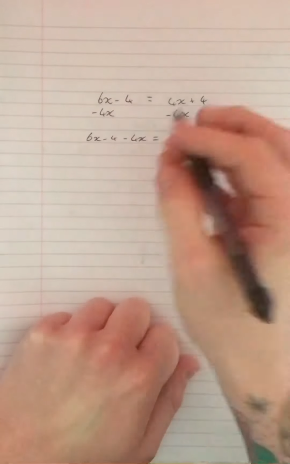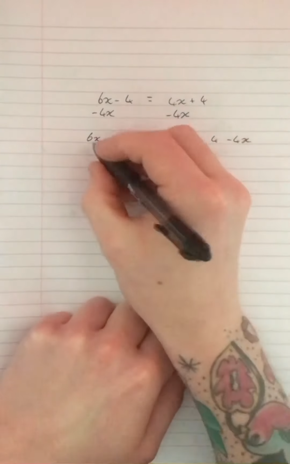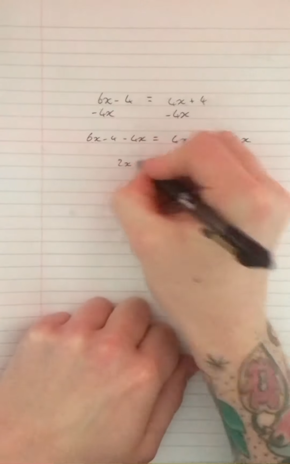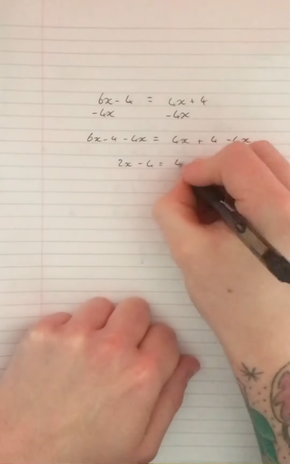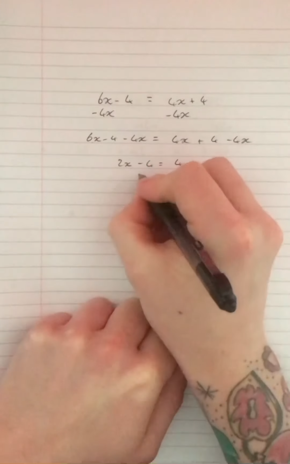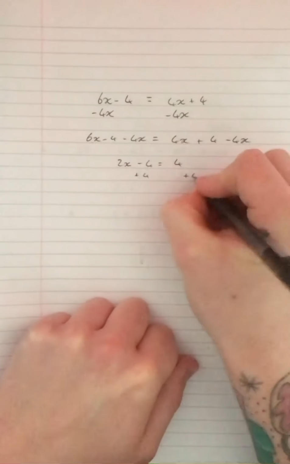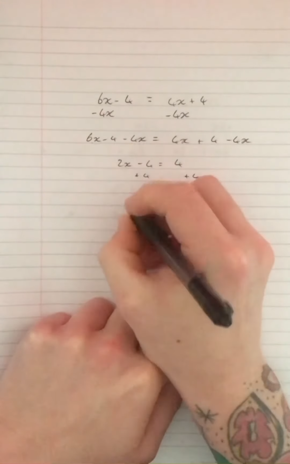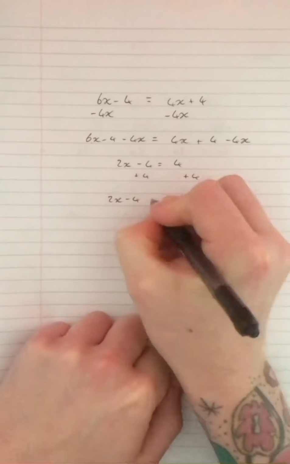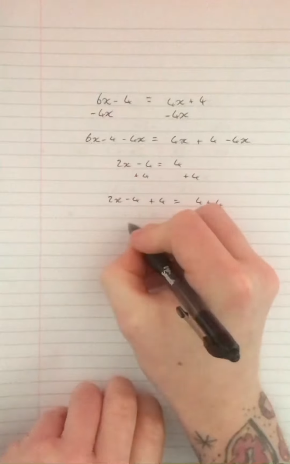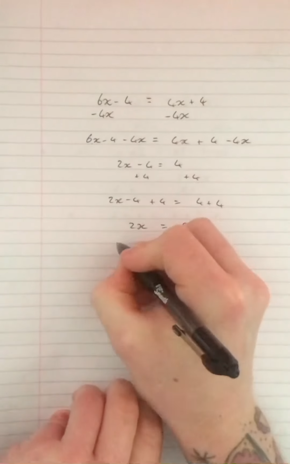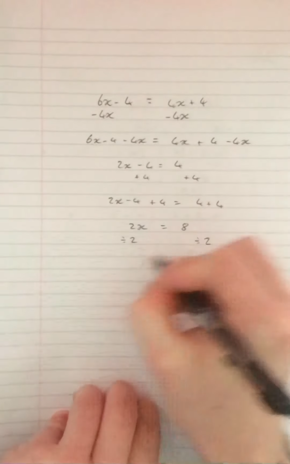Okay guys, just the line of working that we don't necessarily need. 6x take 4x, take 4. 4x take 4x is nothing, plus 4. Add 4 to both sides. We are going to get 2x take 4, add 4 is equal to 4 add 4, 2x is equal to 8, and then divide both sides by 2.